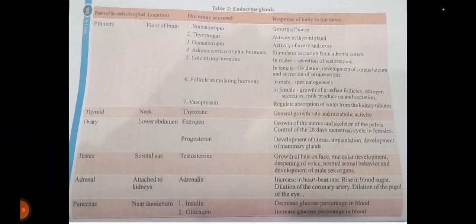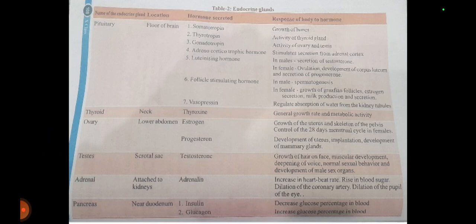And last, we are going to go through these glands again. The first is the pituitary gland. It is located in the cranial cavity, or we can say the floor of the brain. The hormones secreted are seven: somatotrophin, thyrotrophin, gonadotrophin, adrenocorticotropic hormone, luteinizing hormone, follicle stimulating hormone, and vasopressin. The second gland is the thyroid. It is present in the neck region and secretes a hormone called thyroxine.